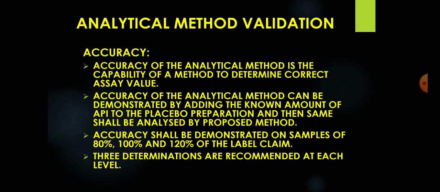Then comes accuracy. Accuracy of an analytical method is the capability of a method to determine the correct assay value. Accuracy of an analytical method can be demonstrated by adding the known amount of the API to the placebo preparation, and then the same shall be analyzed by the proposed method. Accuracy shall be demonstrated on the samples of 80%, 100% and 120% of the label claim. 3 determinations are recommended at each level.